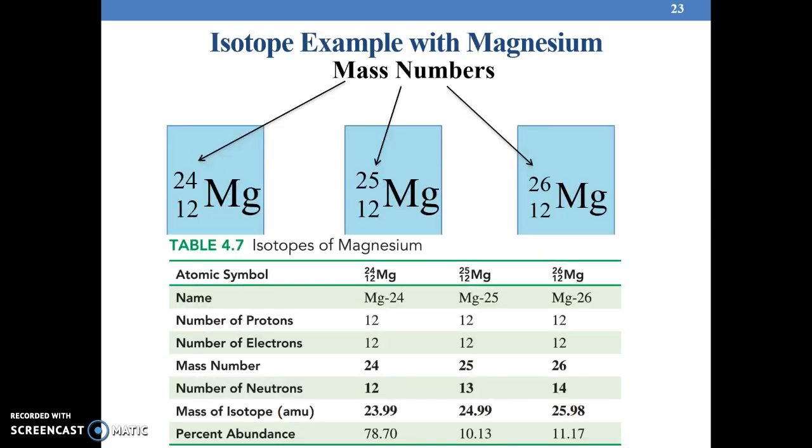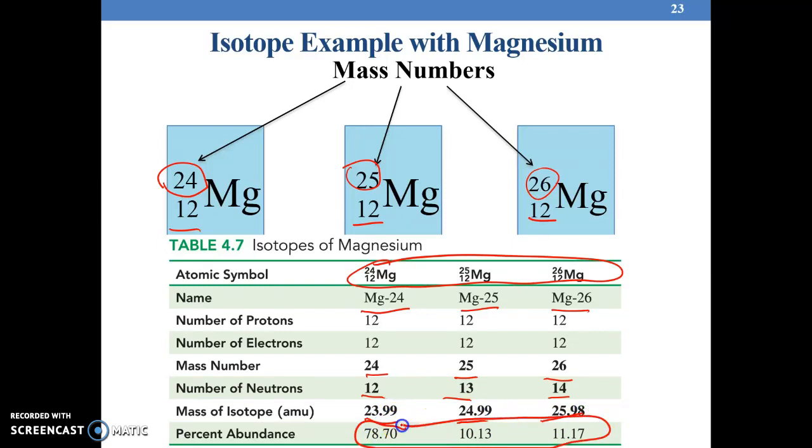Here's an example of 3 different isotopes of magnesium. They all have the 12 on the lower left, but sometimes we have magnesium-24, magnesium-25, or magnesium-26, okay? So all 3 of those symbols are in this table from your book, and then it's got the abbreviated version listed below. Same protons, same electrons, the mass number goes up, and therefore the number of neutrons is going to change, okay? We have the approximate mass of the isotope listed here, and at the way bottom is the abundance.